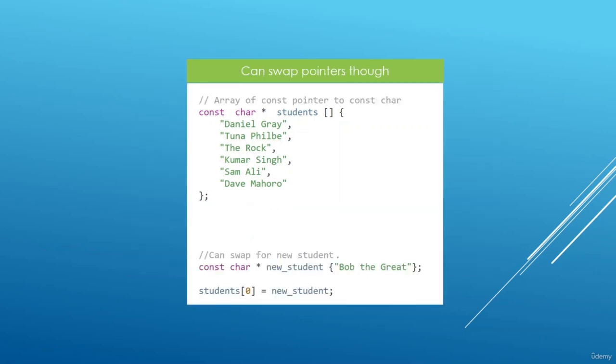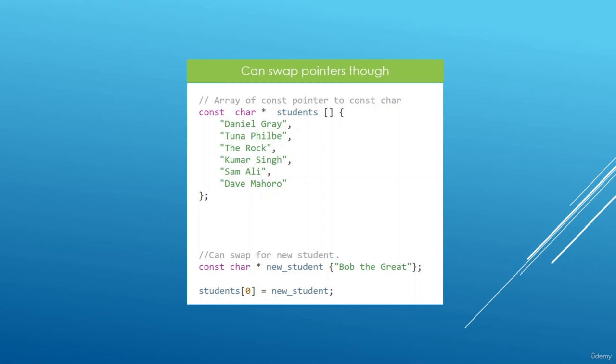But we can set up a completely separate new student, call him Bob the Great, and replace that in the slot of Daniel Gray. And this is going to work. And this is something you might want to prevent from your students array. Okay, now we have the tools to prevent that.